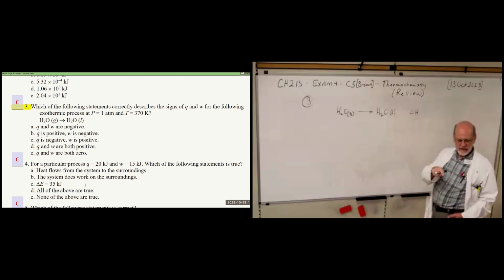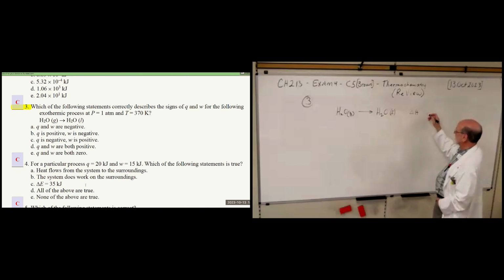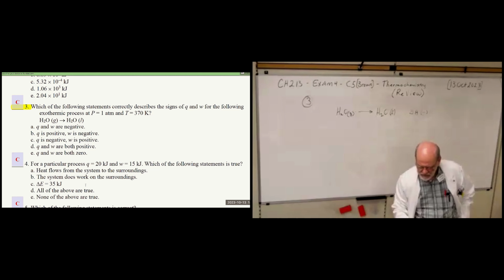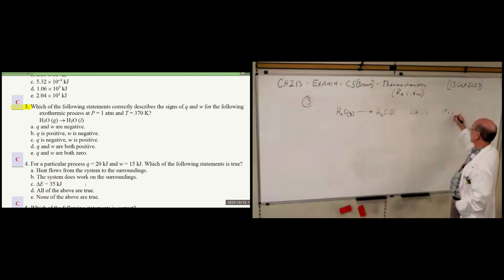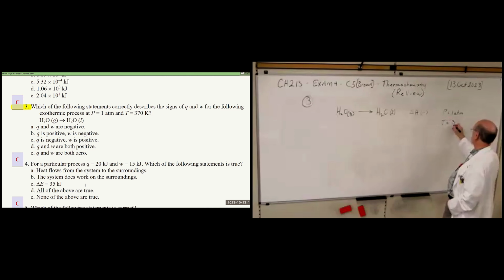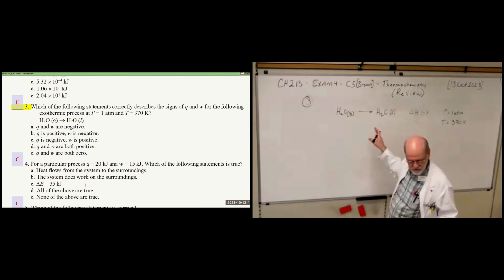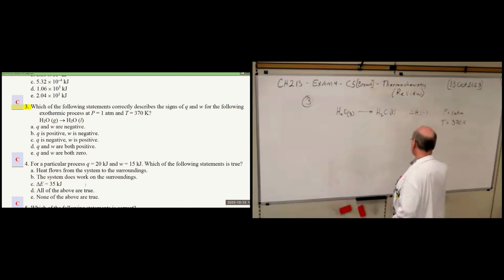Let's see, we didn't do this during lecture. Right, you saw it in the video. Okay. This is going to be a negative value. Actually, they tell us what it is, don't they? No, they don't. They tell us what the pressure is. Pressure equals 1 atmosphere, and the temperature is 370 K. Okay, that's everything that's given to us. Now they want to know what Q and W are.